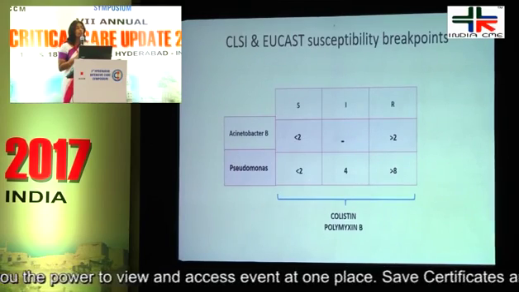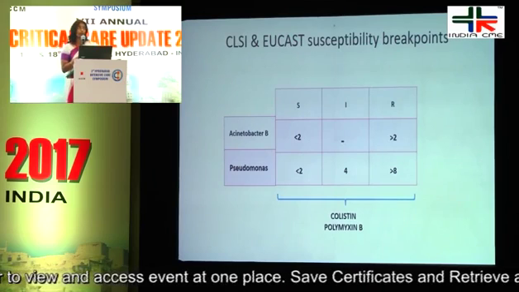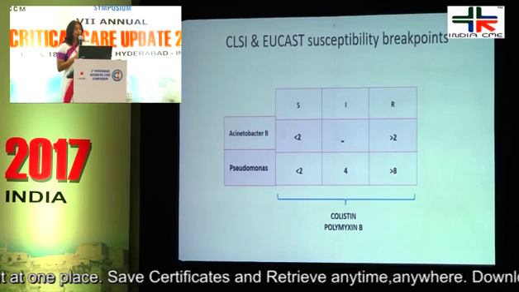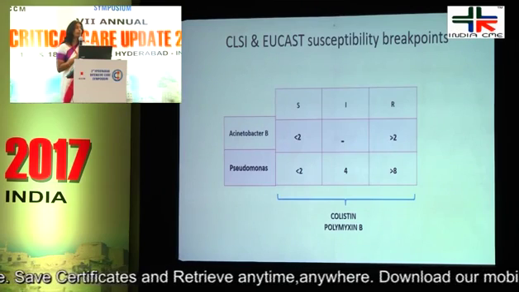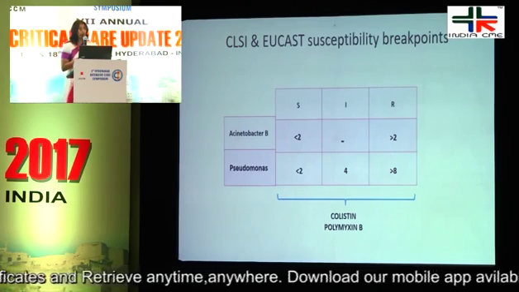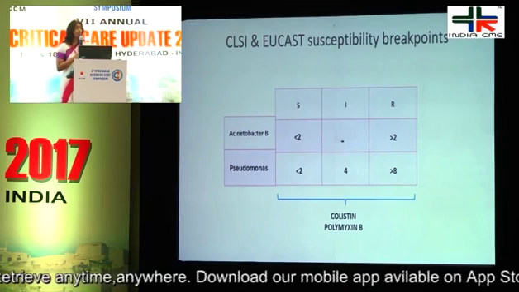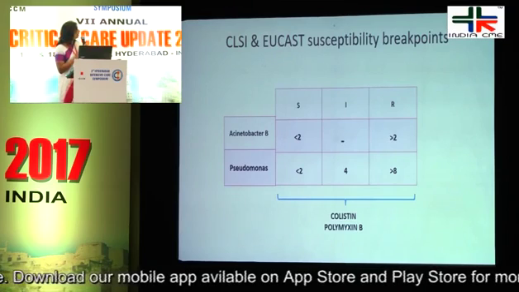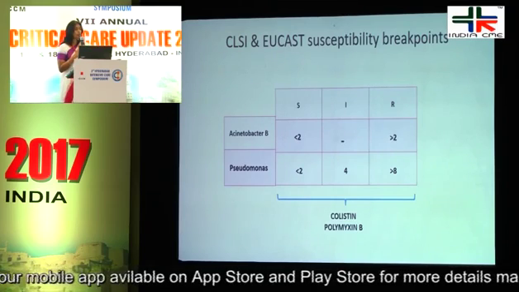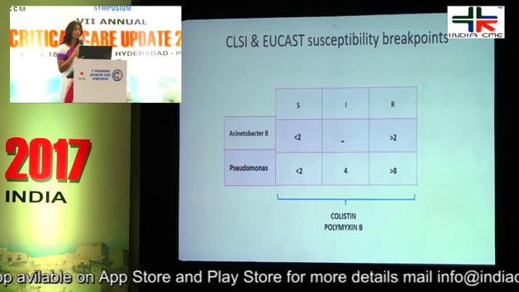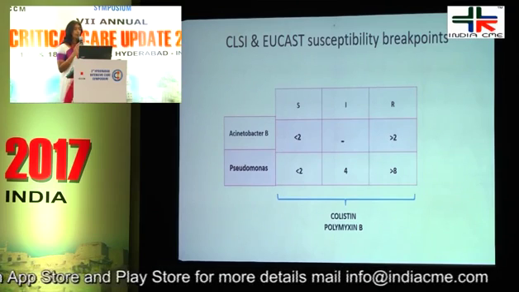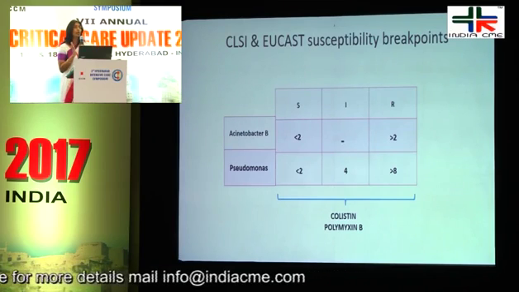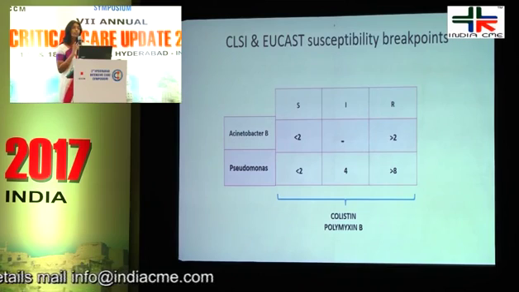One of our earlier speakers mentioned that we need to also know the breakpoints given by both CLSI and EUCAST. These breakpoints have been given for Acinetobacter and Pseudomonas, but not so much for Enterobacteriaceae. And it is important to note that the MIC levels for Acinetobacter are comparatively lower than for Pseudomonas. For Pseudomonas, sensitive is less than or equal to 2 MIC, intermediate is 4 and resistant is more than 8.